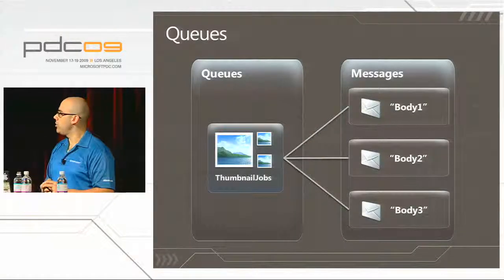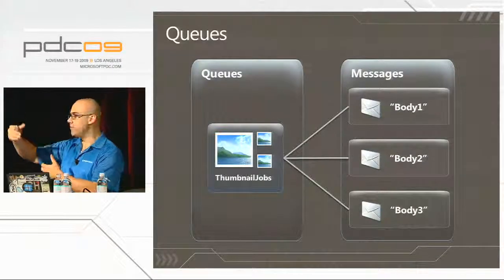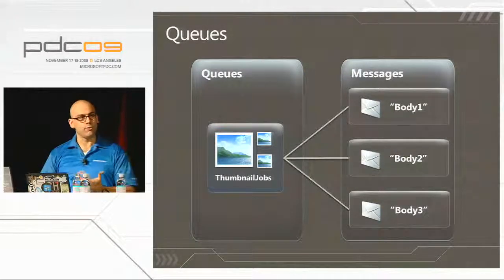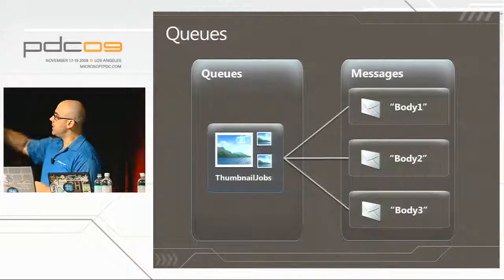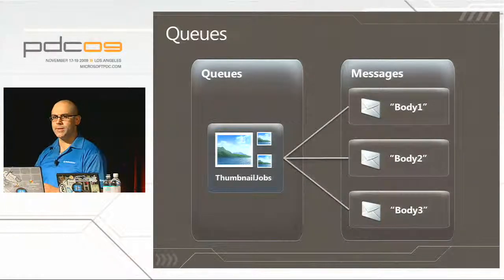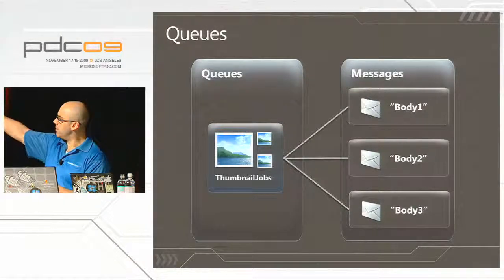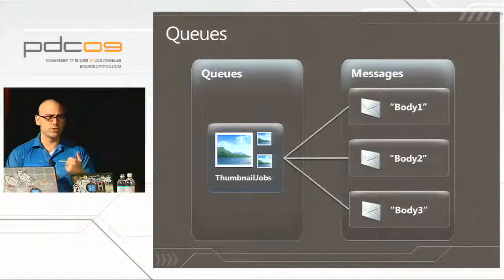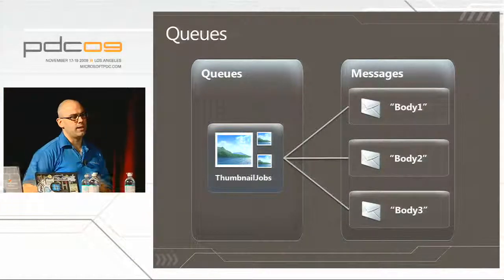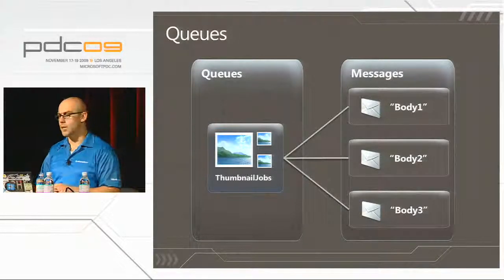If we think about queues, again, it's a very similar pattern. We have this first level object, which is the actual queue. The next level is the messages, and I have the ability to store data inside those messages. In this one, for example, I've just got some simple text, body 1, body 2, body 3, which constitute 3 separate messages. Those 3 messages have been stored inside my thumbnail jobs queue.